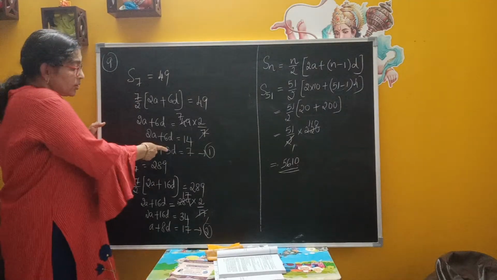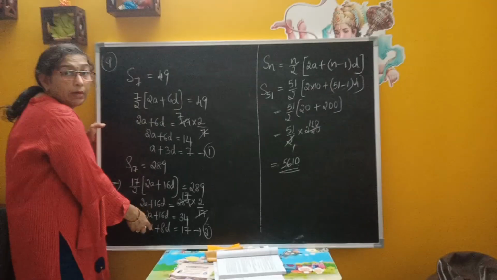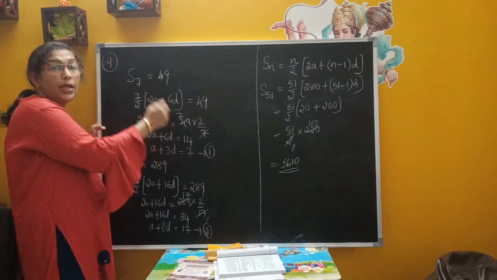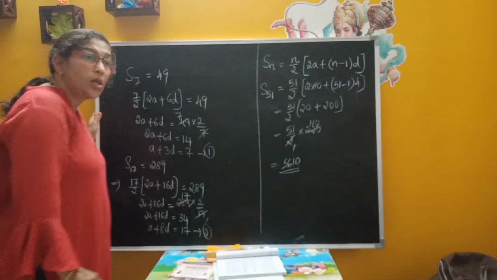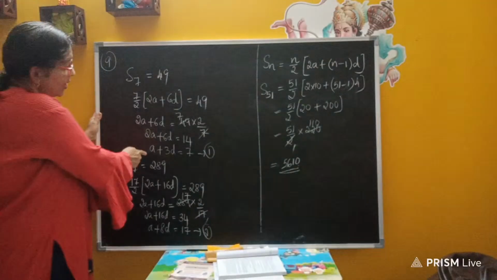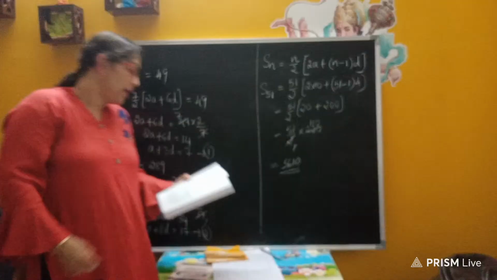Now you know how to solve it. We got simultaneous equations, or a pair of linear equations in two variables, with variables a and d. Okay, you can use either the substitution method or the elimination method. Find the values of a and d.